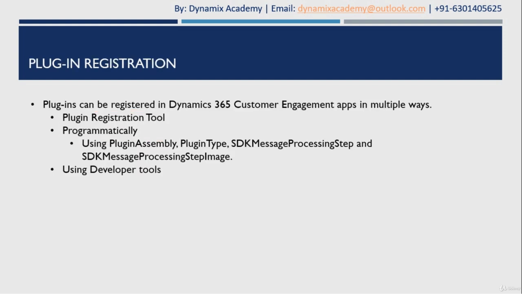You can register a plugin in the Dynamics 365 Customer Engagement app in multiple ways. The first way is through the plugin registration tool. That is the most widely used way to register a plugin in the Dynamics 365 server. The other way is to register a plugin programmatically. And lastly, you can use developer tools to register a plugin. As far as this course is concerned, we will only see the plugin registration tool to register a plugin.